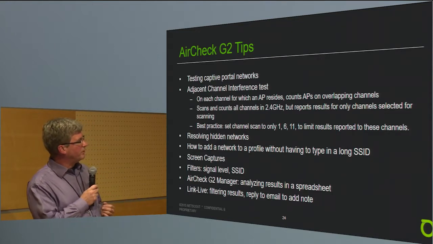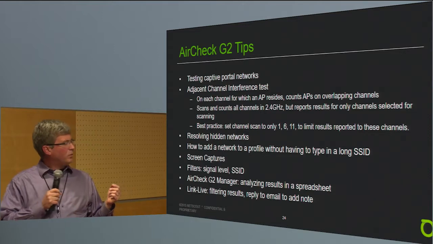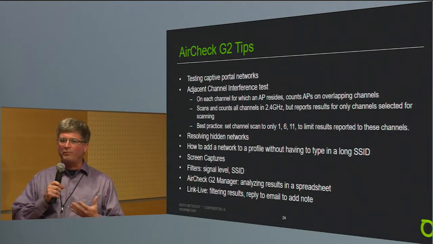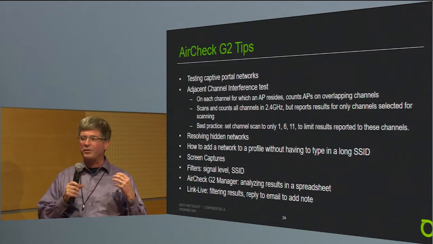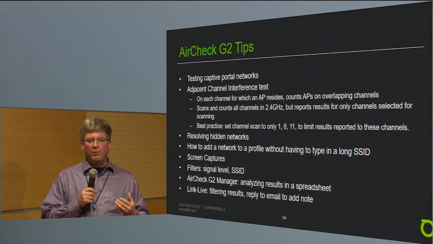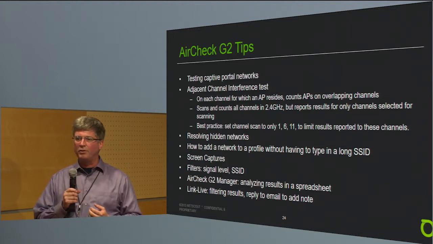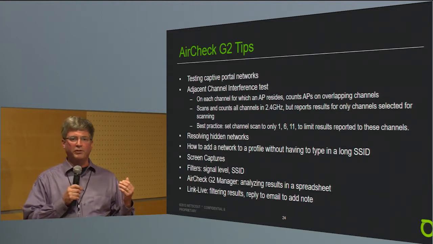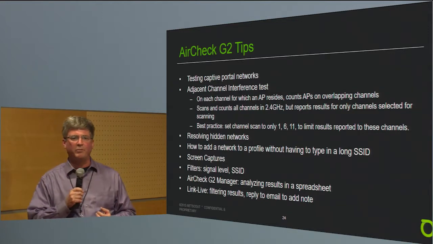The adjacent channel interference test, on each channel, first of all, only works in the 2.4 gigahertz band. It'll go through there, and for any channel on which there is an AP, it will count all the APs on adjacent overlapping channels. So, for example, if you have an AP on channel 1, it'll look at how many APs are on channels 2, 3, 4, and 5, and report that.